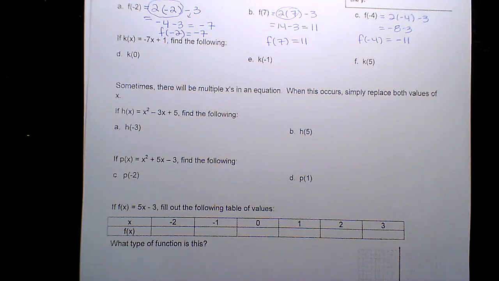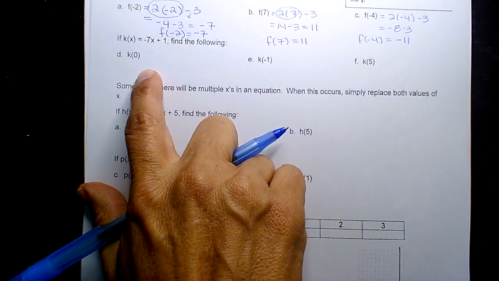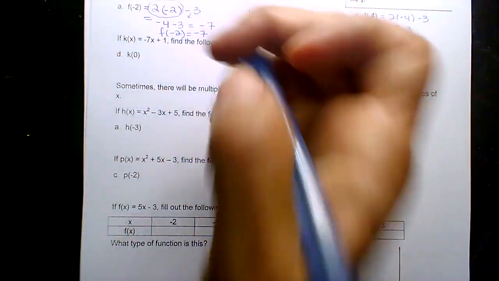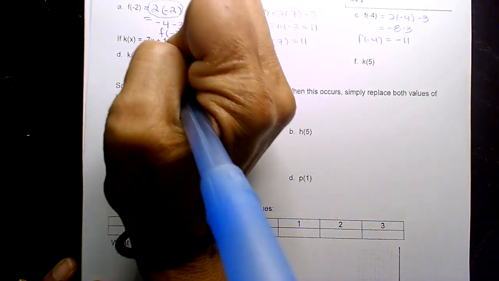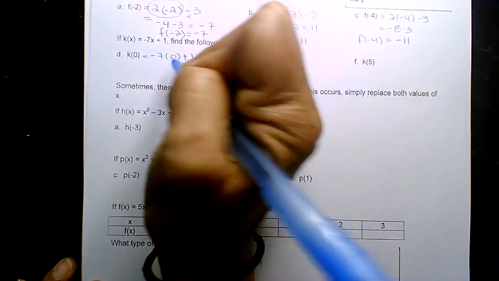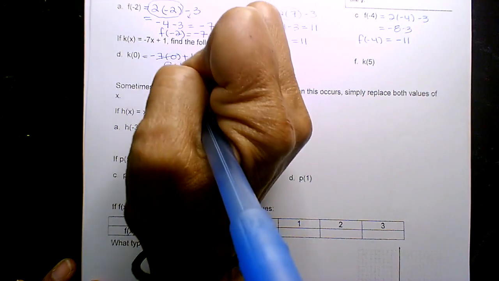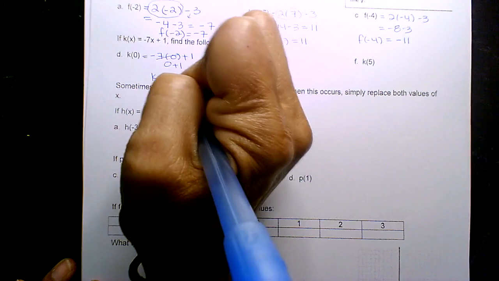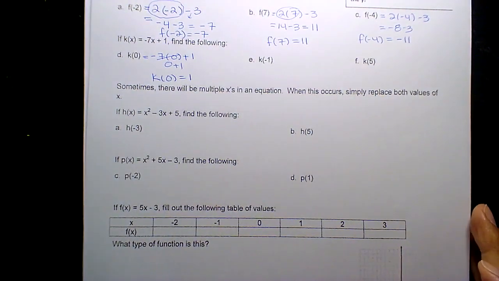So if the k of x is negative 7x plus 1, it's a linear function, right? So I plug in the 0. Negative 7, substitute the 0, plus 1, that's 0 plus 1. So k of 0 is equal to 1, right?